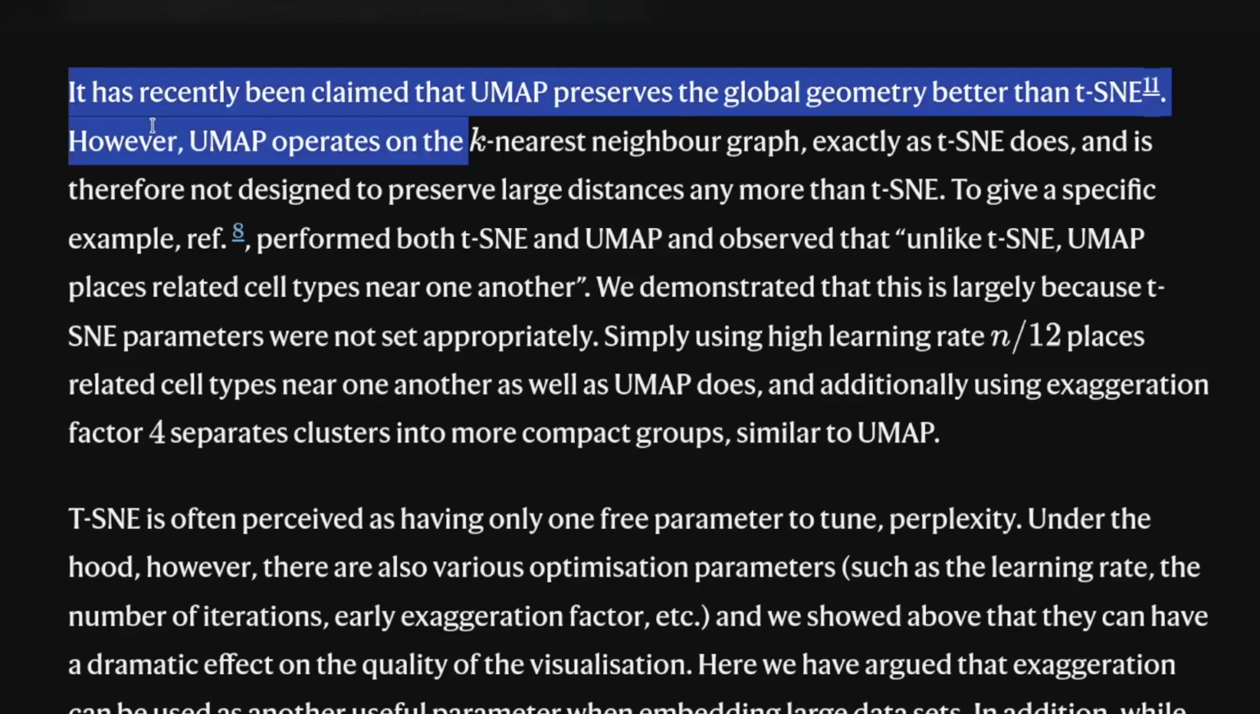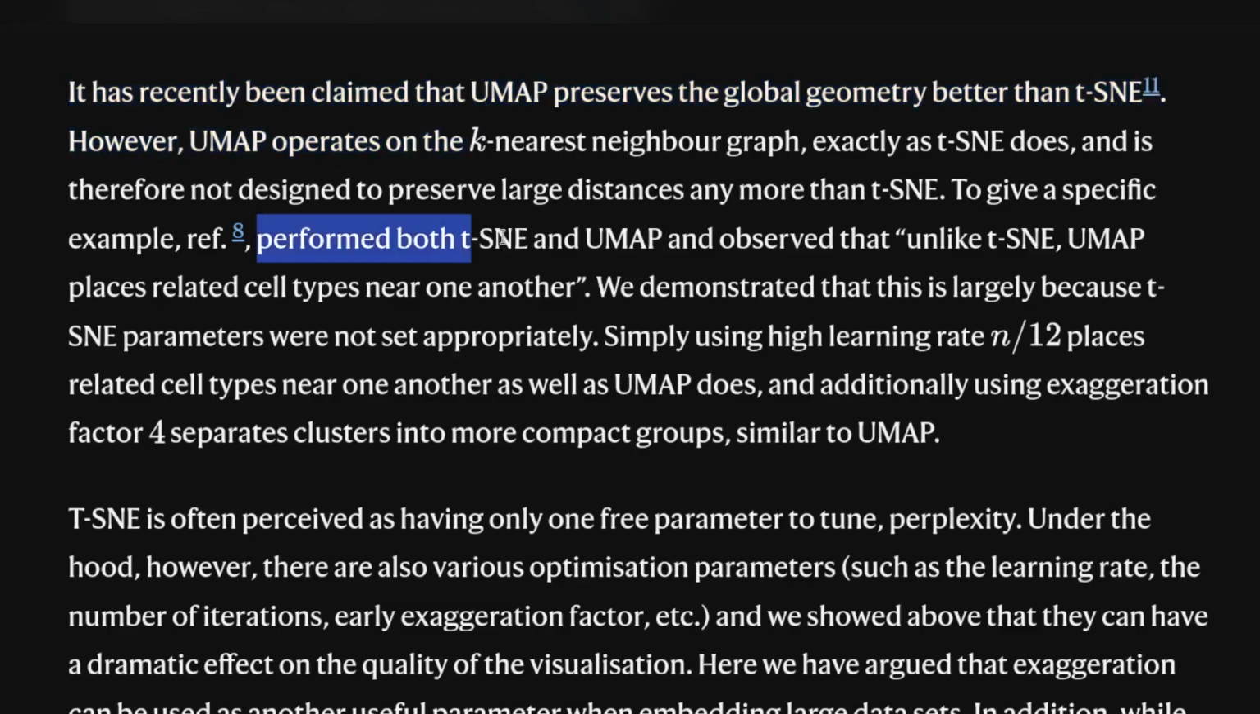However, UMAP operates on the nearest neighbor graph exactly as t-SNE does, and is therefore not designed to preserve large distances any more than t-SNE. To give a specific example, Ref. 8 performed both t-SNE and UMAP, and observed that unlike t-SNE, UMAP places related cell types near one another. We demonstrated that this is largely because t-SNE parameters were not set appropriately. Simply using high learning rate places related cell types near one another as well as UMAP does, and additionally using exaggeration factor separates clusters into more compact groups similar to UMAP.